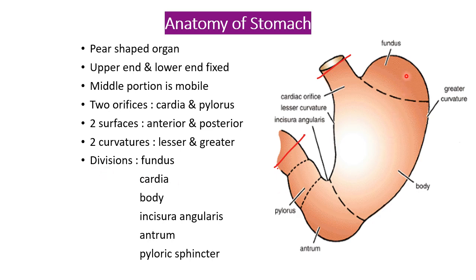The fundus, the cardia, the body, the antrum, pylorus, and the pyloric sphincter here, which acts as a valve, and also this angulation here, known as the incisura angularis. These are the main parts of the stomach.